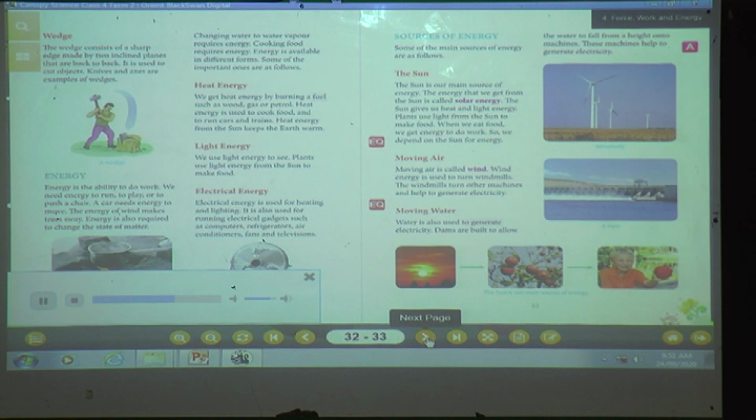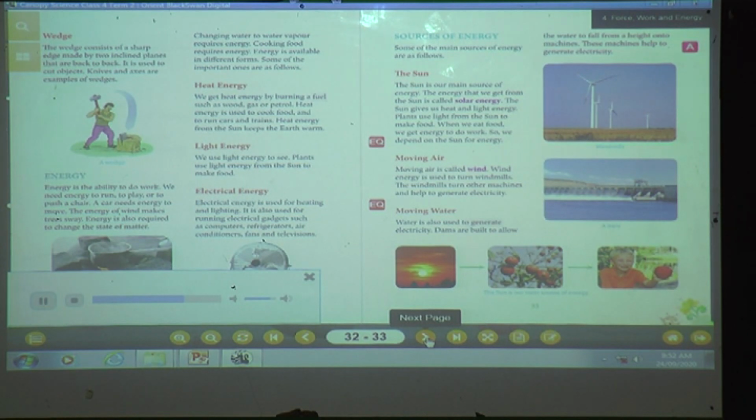Energy. Energy is the ability to do work. We need energy to run, to play, or to push a chair. A car needs energy to move. The energy of wind makes trees sway. Energy is also required to change the state of matter. Changing water to water vapor requires energy. Cooking food requires energy. Energy is available in different forms. Some of the important ones are as follows.